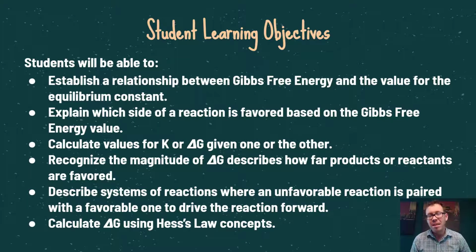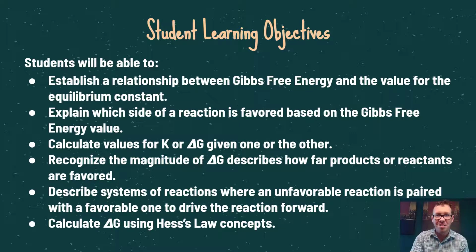We don't have nearly as many student learning objectives because this video is relatively short. I think it's only a handful of slides. But by the end of this video, you should be able to establish a relationship between Gibbs free energy and the value for the equilibrium constant K. Explain which side of a reaction is favored based on Gibbs free energy. Calculate values for K or delta G given one or the other. Recognize that the magnitude of delta G describes how far products or reactants are favored. Describe systems of reactions where an unfavorable reaction is paired with a favorable one to drive a reaction forward. And calculate delta G using Hess's law concepts.